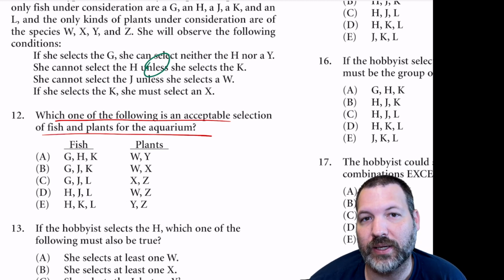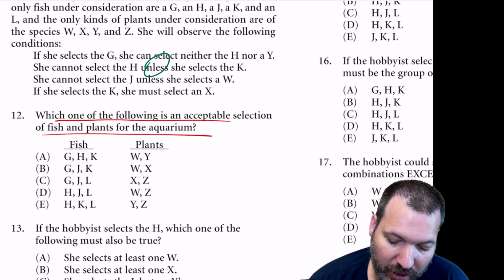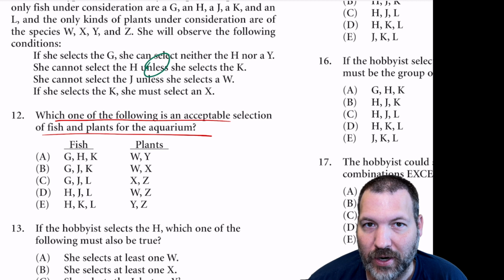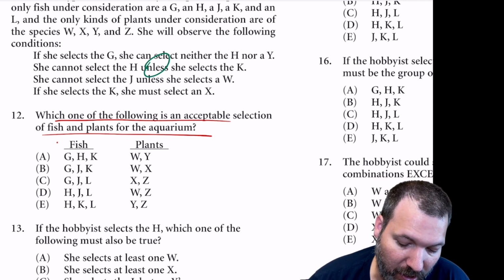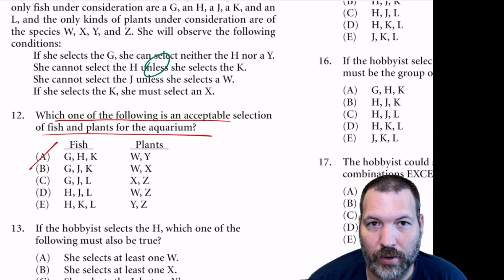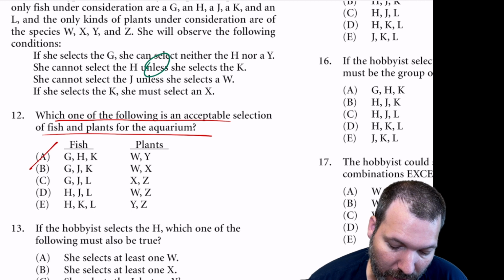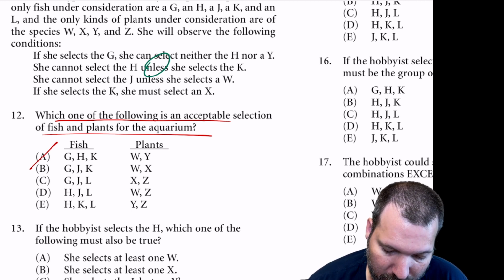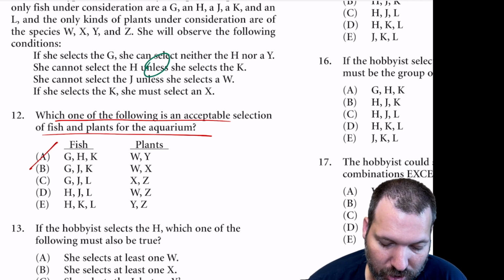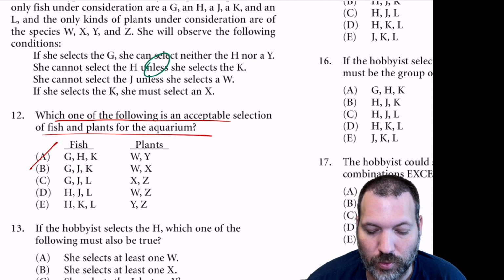These are all the fish and plants that are in the aquarium. If G is in, H and Y are supposed to be out. So for example, A is no good. H and Y are both in on answer choice A. B looks okay to me. C looks okay. G is in, but H and Y are out. On D and E, G is not in the first place, so we don't even have to worry about those.